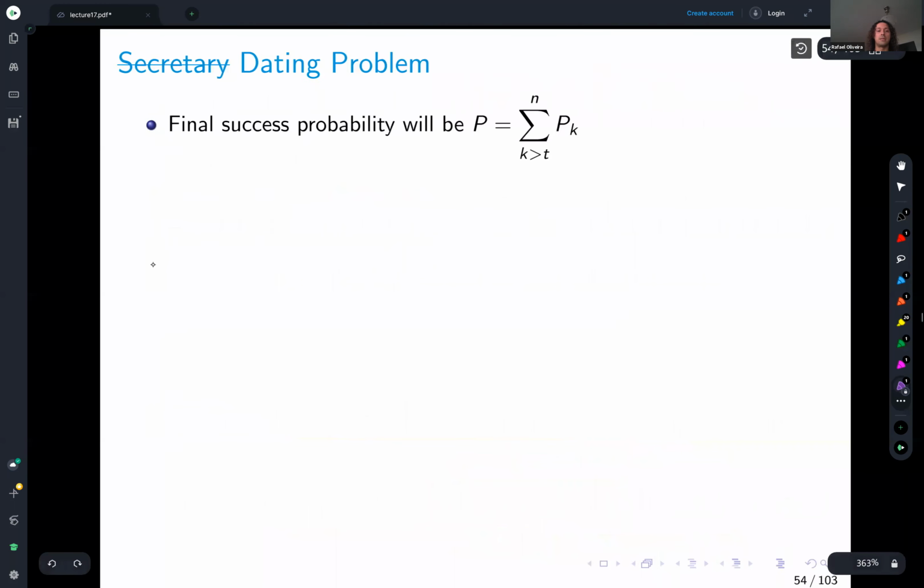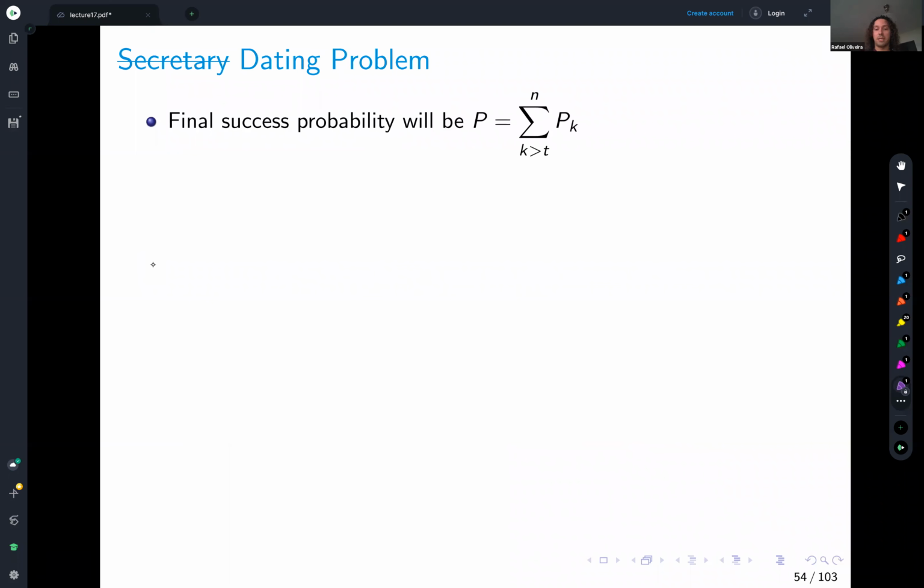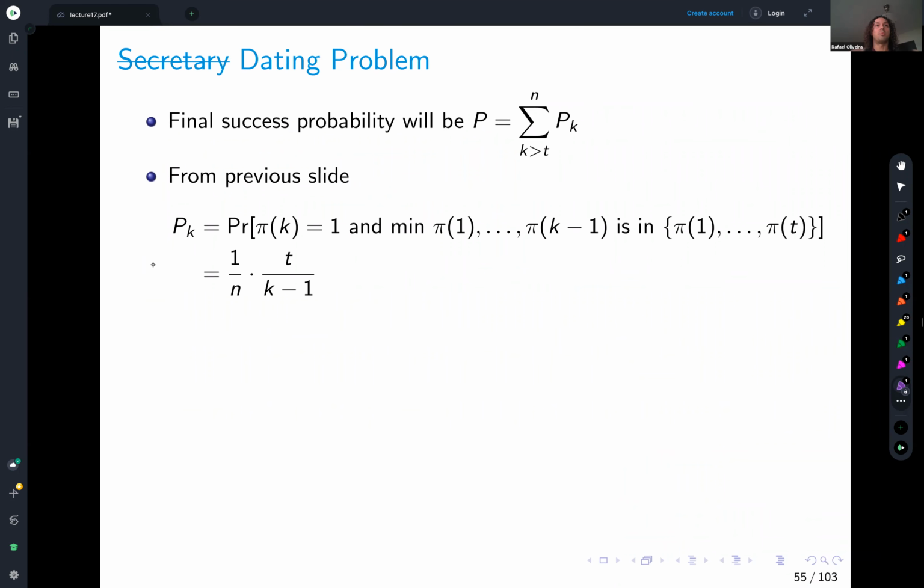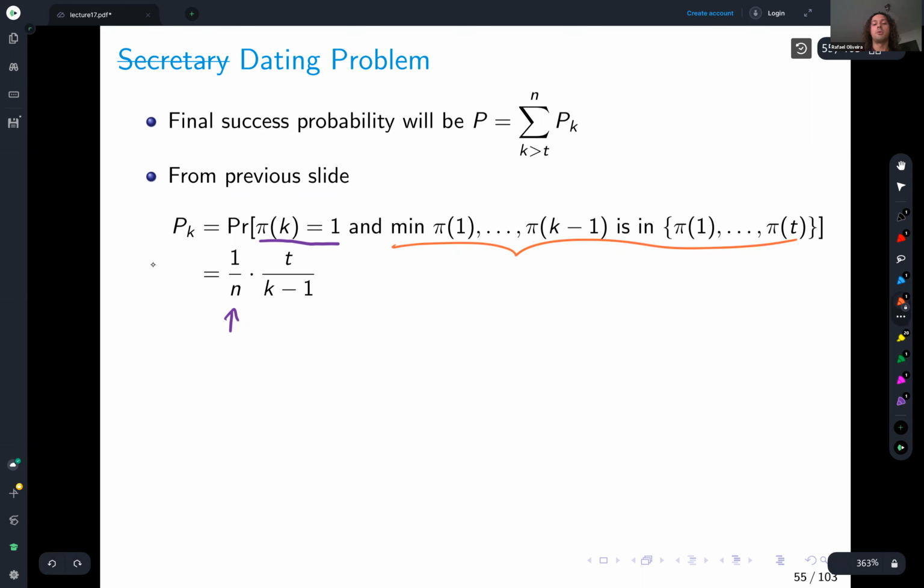Okay, now let's compute this. So we know the final success probability will be the sum of pk. And from this previous slide, what do we have? We have that pk is the probability that the first person is at position k. What is the probability that this event happens? This probability is exactly 1 over n, right? Because I took a random permutation. So if I take a random permutation, what's the probability that position k will have the number 1 person? It's exactly 1 over n. And now, what is the probability that the minimum of pi 1 up to pi k minus 1 is within the first t positions?